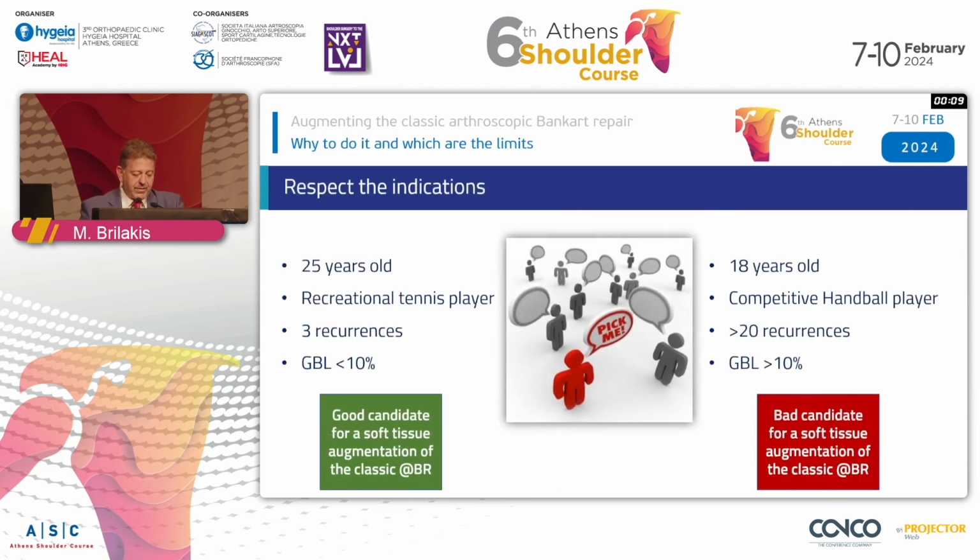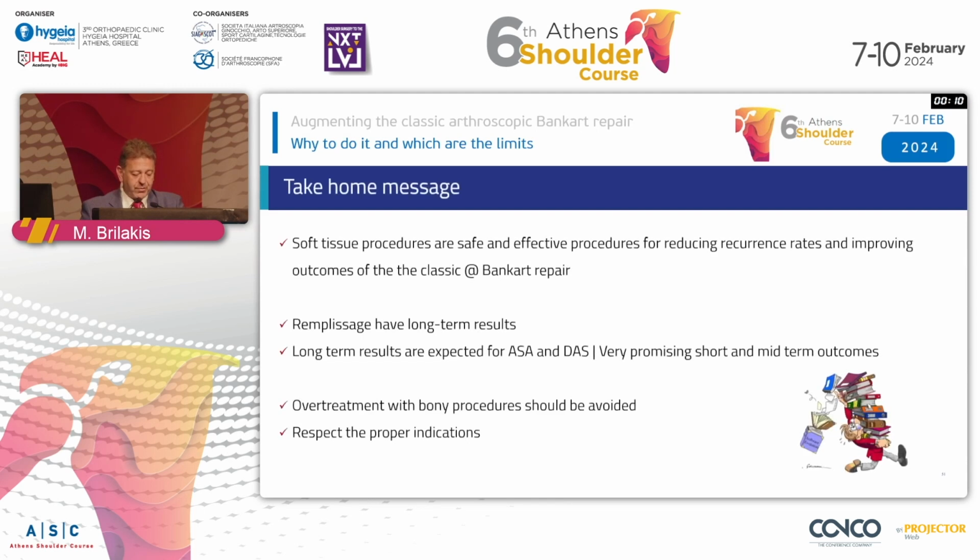So a 25 years old recreational tennis player with 3 recurrences and glenoid bone loss lower than 10% is a good candidate for soft tissue augmentation, but an 18 years old competitive handball player with over 20 recurrences and glenoid bone loss over 10% is a bad candidate for a soft tissue procedure and should go for a bony procedure. So we should know and use this procedure with proper indication.